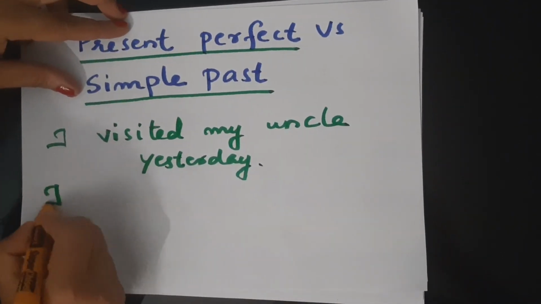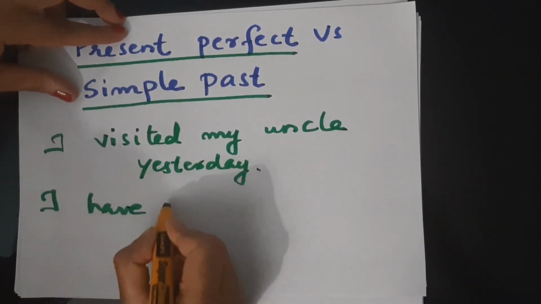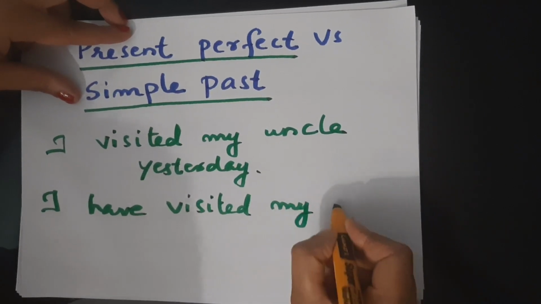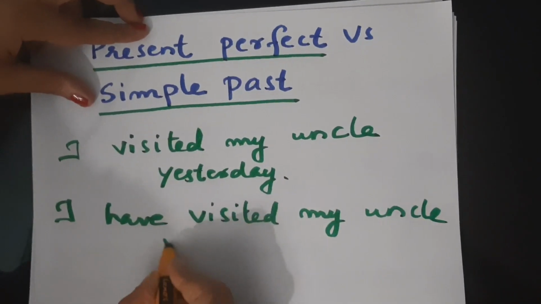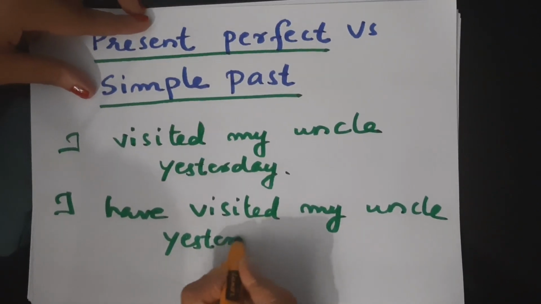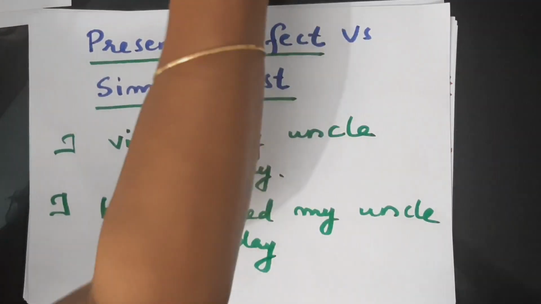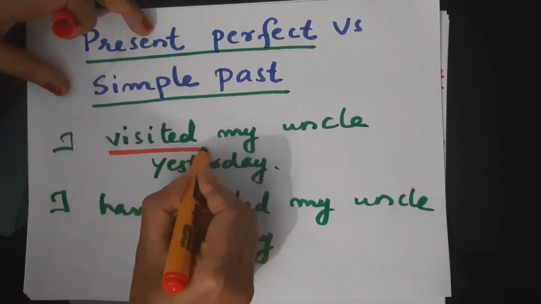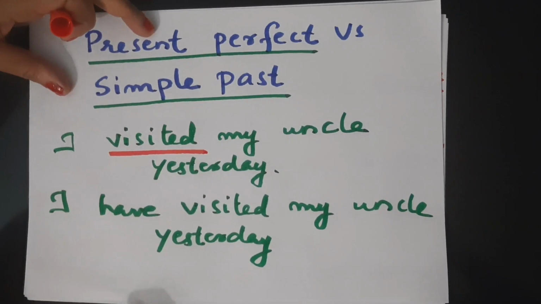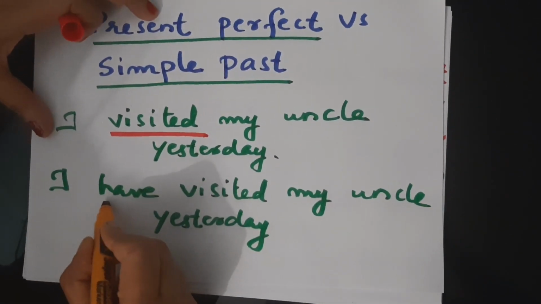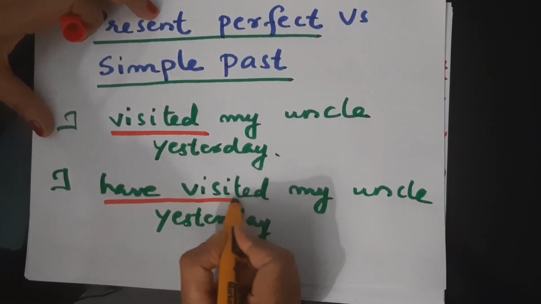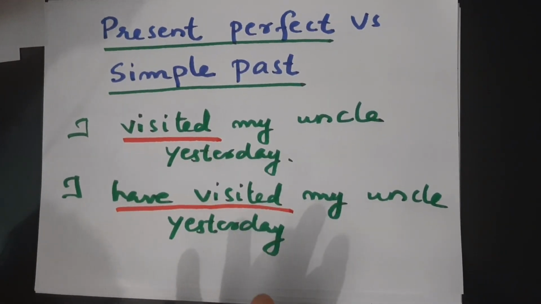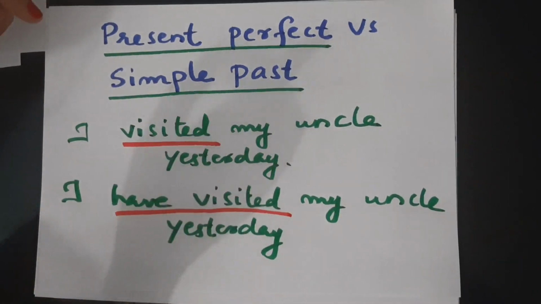Or, I have visited my uncle yesterday. Okay. See, in the first sentence, I used simple past tense, visited, simple past tense. In the second one, I used present perfect. Okay, so you may get confused. Actually, which tense do we need to use here in this context?